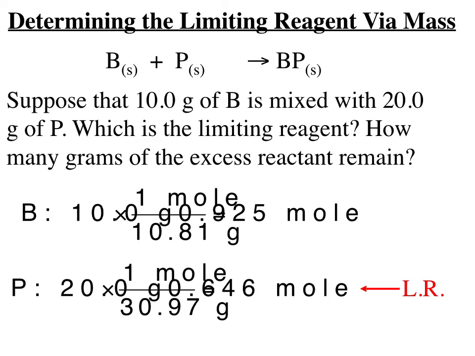Then when I divide the 20 grams of phosphorus by its molar mass, I find I only have 0.646 moles of phosphorus. Since the boron and phosphorus are combining in a 1-to-1 ratio, and I have fewer moles of phosphorus than boron, I can conclude, for the first part of this problem, that phosphorus is my limiting reagent.